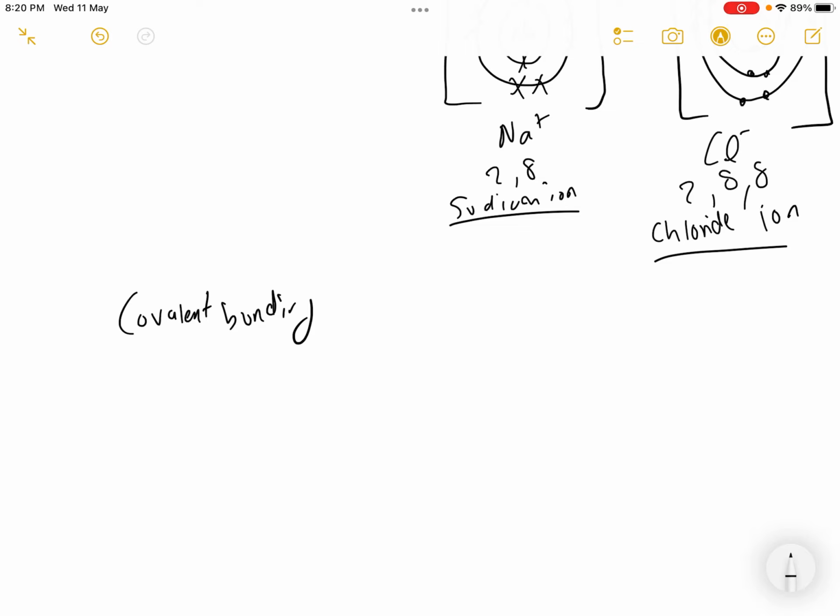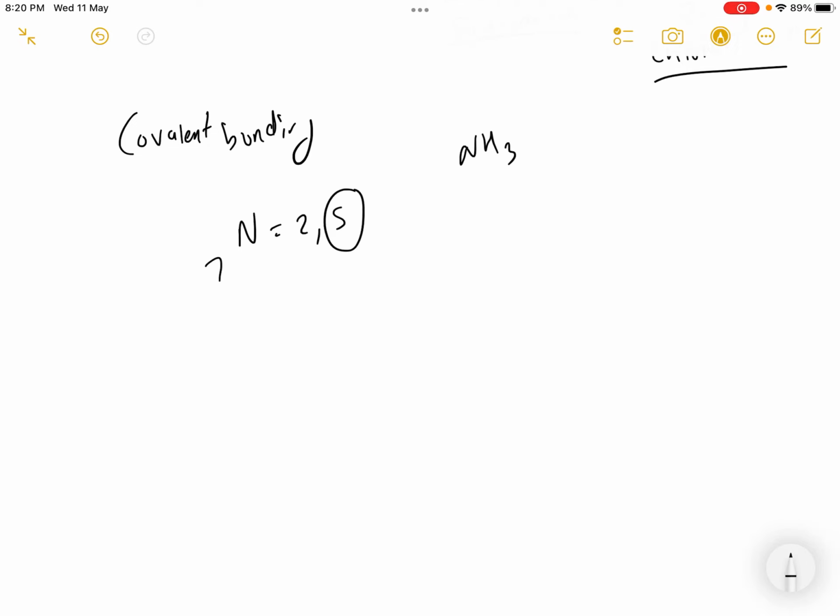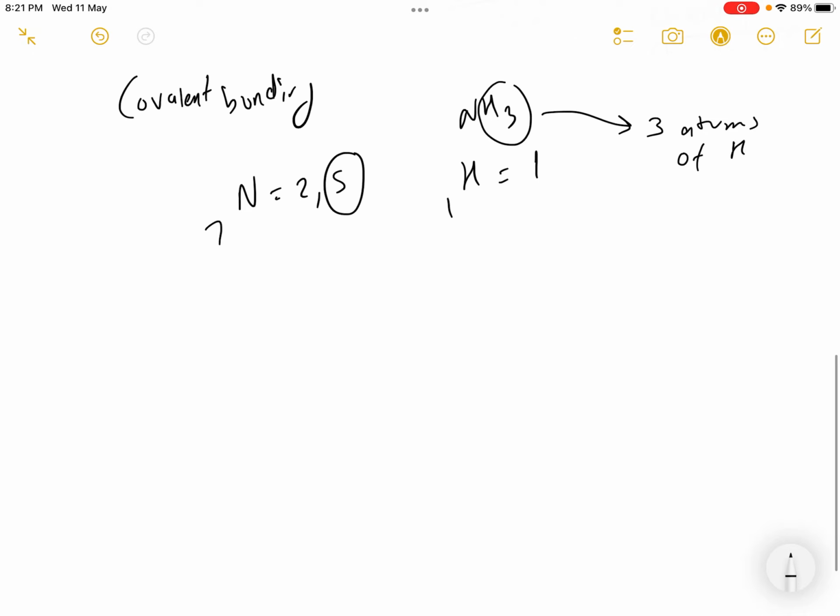So in this case, if we take into consideration drawing the covalent bonding of NH3, we know that the atomic number for nitrogen is 7. So in the outer shell, it's going to be 5. So it has 5 electrons in the outer shell. And for hydrogen, it's only 1. So we know that there's literally only 1. So here, remember that we have 3 atoms of hydrogen.